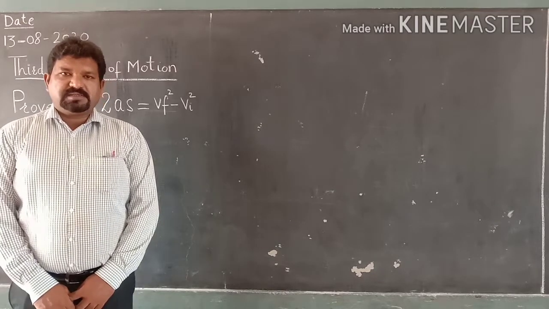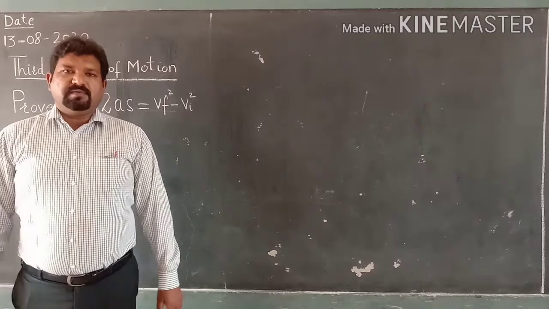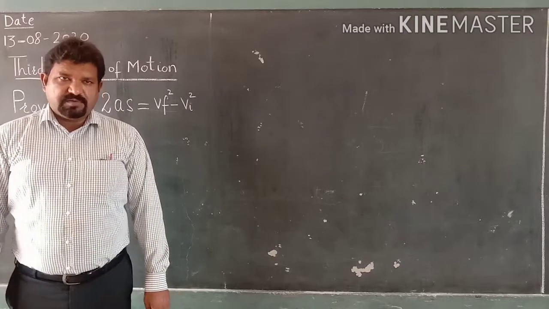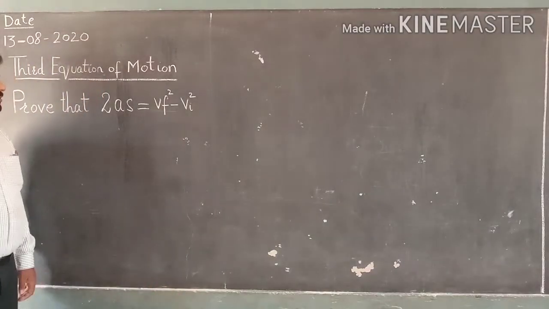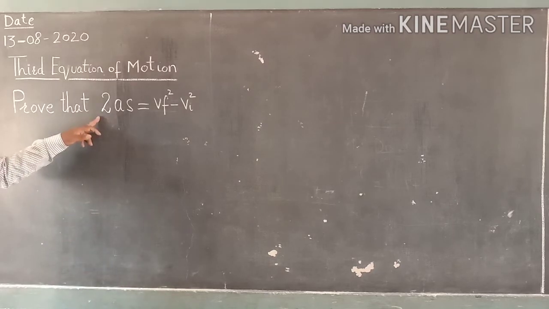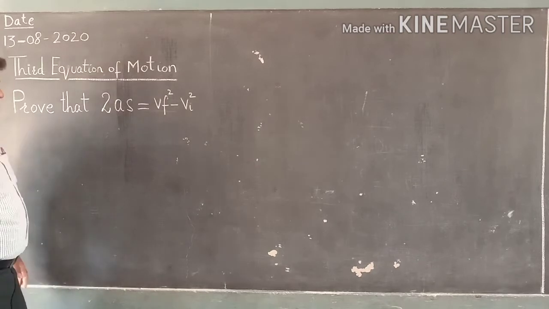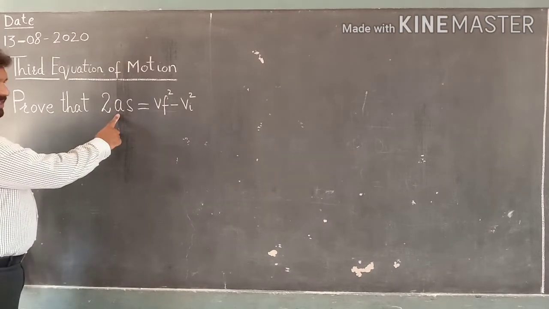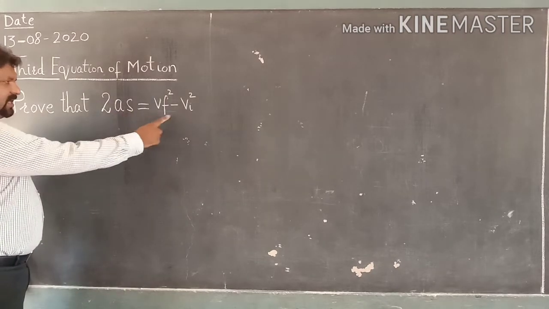Good morning class. Today we will derive the third equation of motion. In the third equation of motion we will derive the relation between three things: acceleration, distance and velocity.